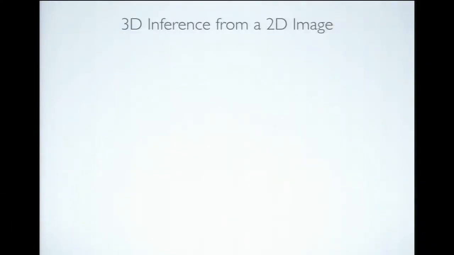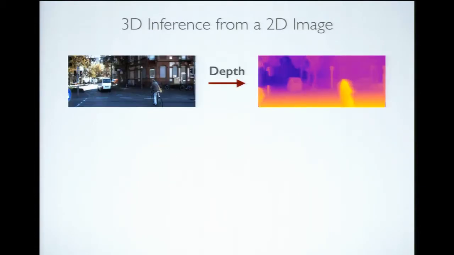So one remarkable ability of the human visual system is that we're able to perform 3D inference tasks from a single 2D image. For instance, from this single image, we are able to infer that the biker is closer to the camera than the building and the minivan in the background. The road is flat and its distance to the camera varies smoothly, extending to the horizon.